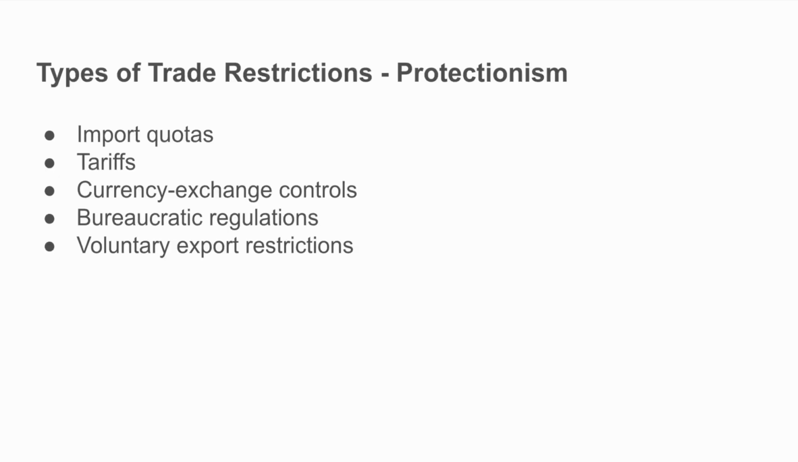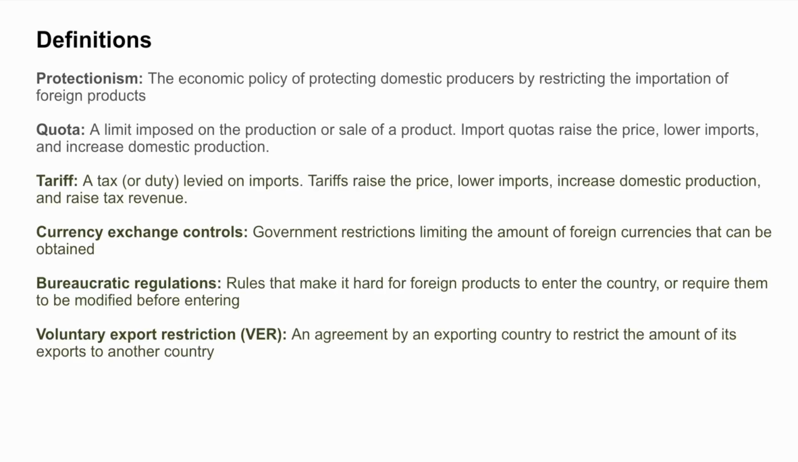So you ask the question, well, if trade is so wonderful, people are still against it. What are some of the tools used in order to effectively reduce trade? Well, those tools are known as protectionist tools. And they include things like import quotas, tariffs, currency exchange controls, regulations, and voluntary export restrictions. When we look at protectionism, protectionism is really the economic policy of protecting domestic producers by restricting imports. Again, keeping strawberry farmers in Newfoundland happy by reducing the number of imports that come in from outside.